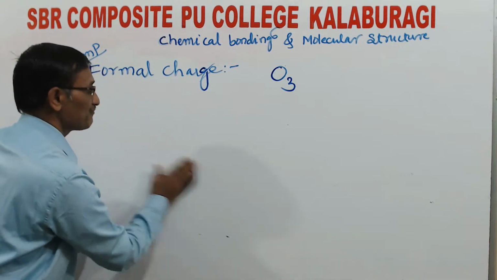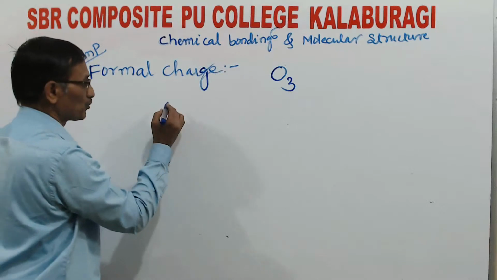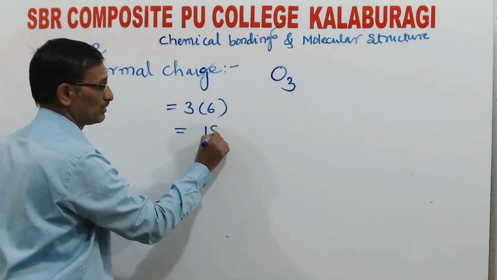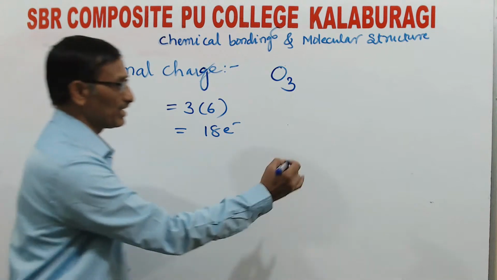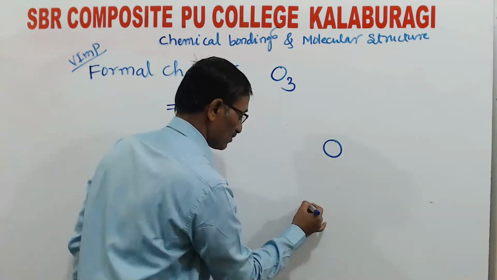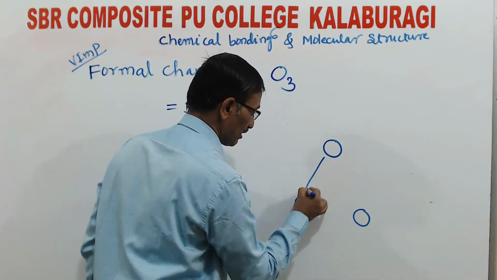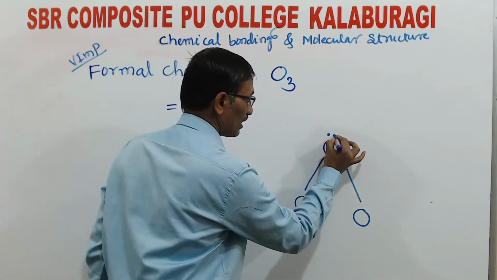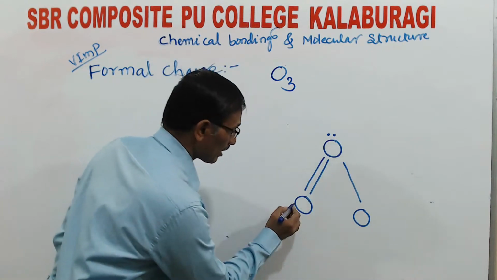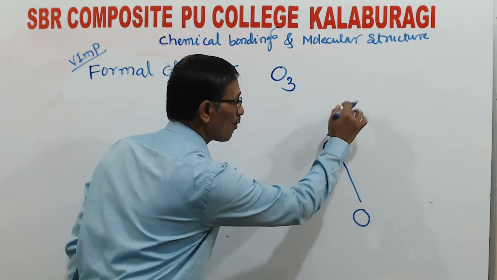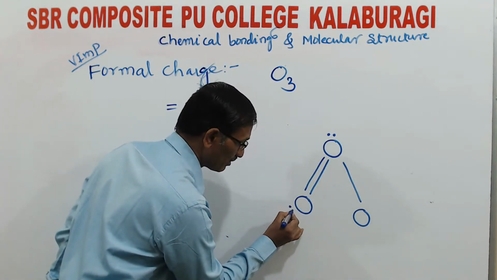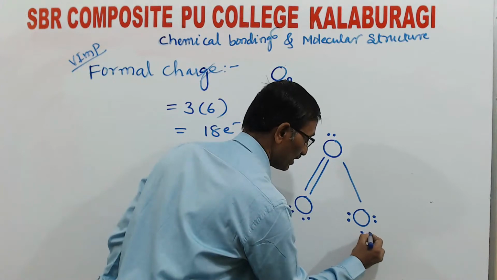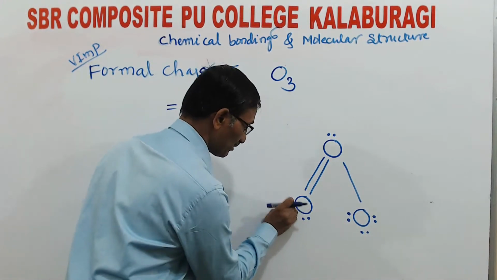Let us see the ozone molecule first. First step you already came to know: 3 into valency shell electrons, for oxygen 6, threes are 18 electrons. Now I will write the structure first: 1, 2, 3. Here I am showing a double bond, here a single bond. Here 2 electrons, 1 pair. Here how many now? 1, 2, 3, 4, 5, 6, 7, 8. For this one I am taking 2, and for this one 3 pair electrons. Better we will write this in this way.